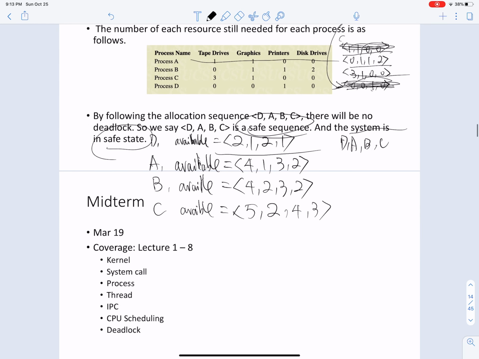Next, I'm going to talk about the midterm. The midterm is going to be in the first week of November.